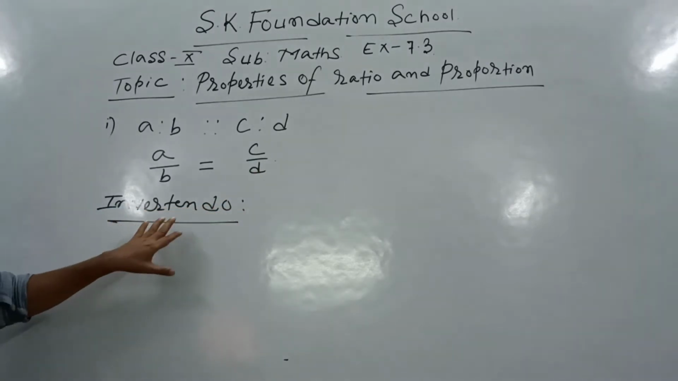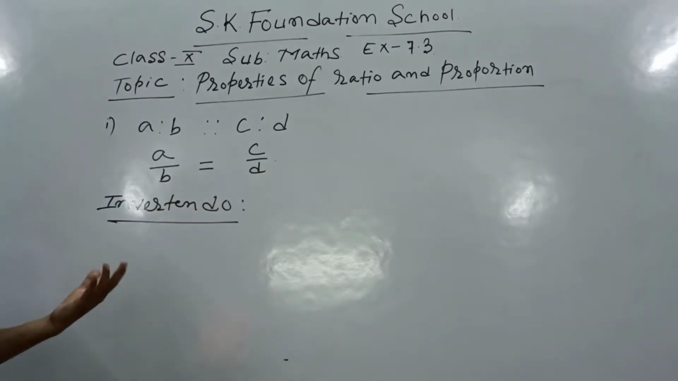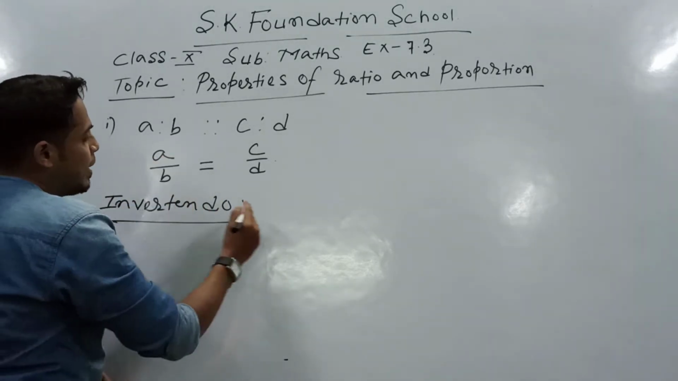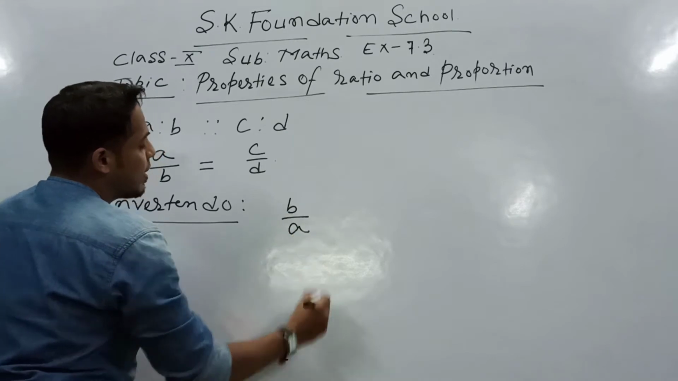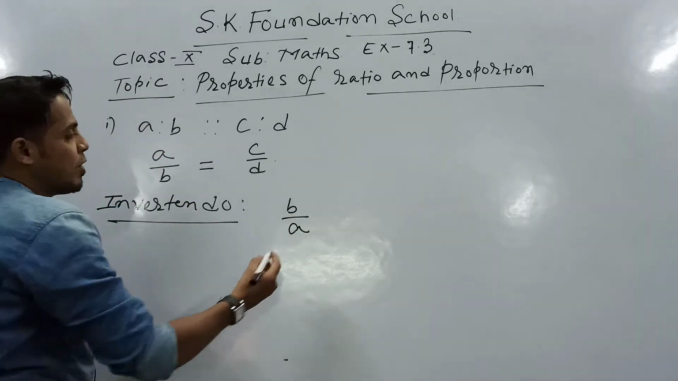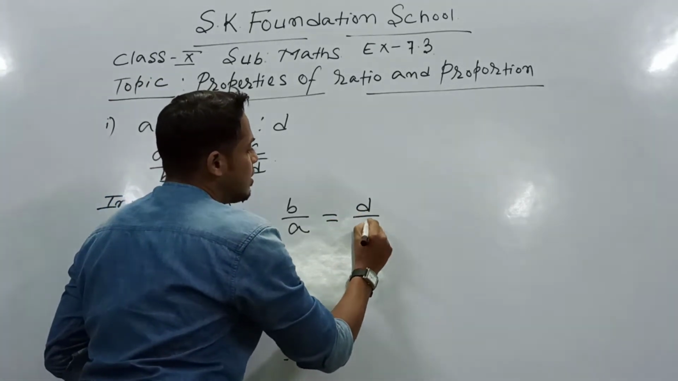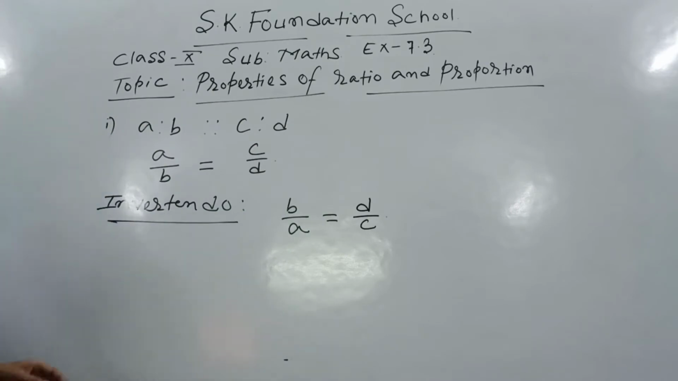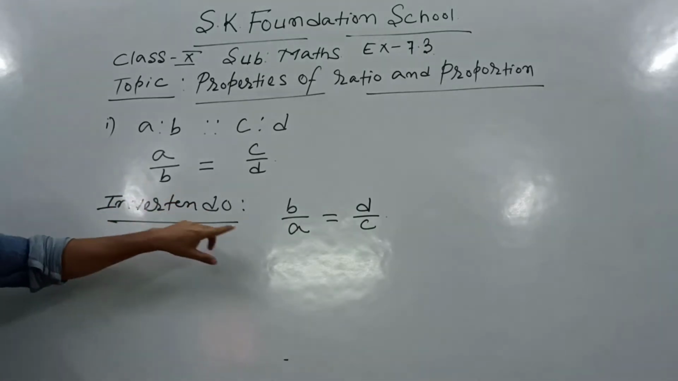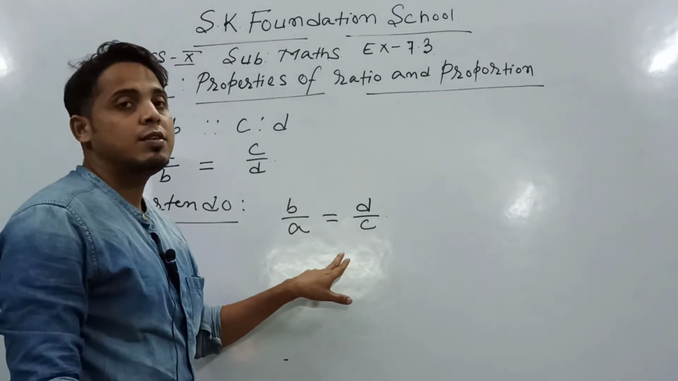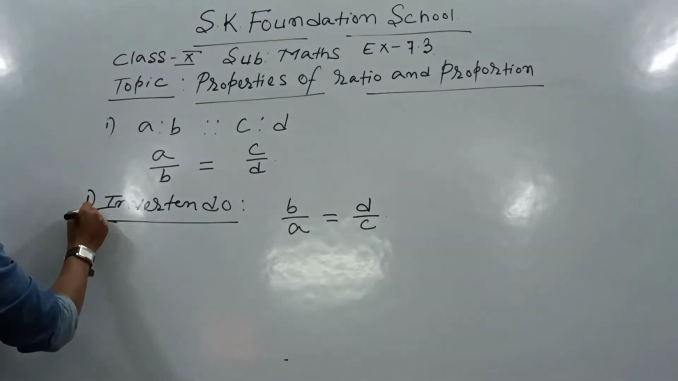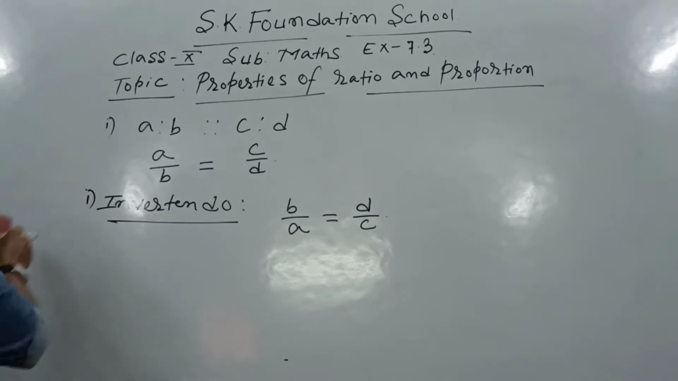But if we apply this inverted property, in that case A by B converts into B by A form. In the same way, on the right hand side, C by D changes into D by C form. So when we apply this property, the expression totally changes or reverses. That means A by B changes into B by A and C by D changes into D by C. It's property number 1. Clear?